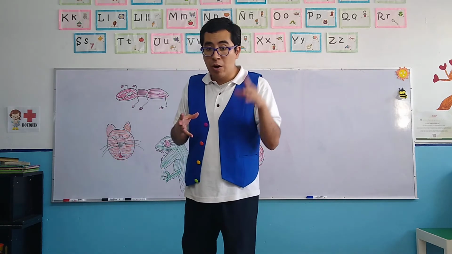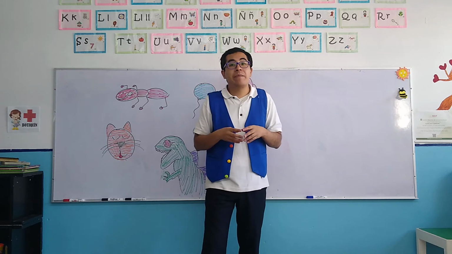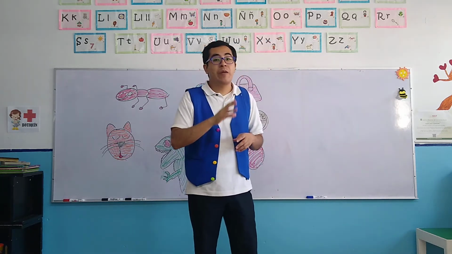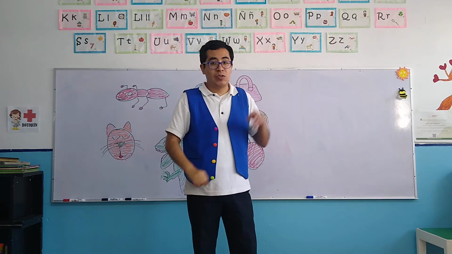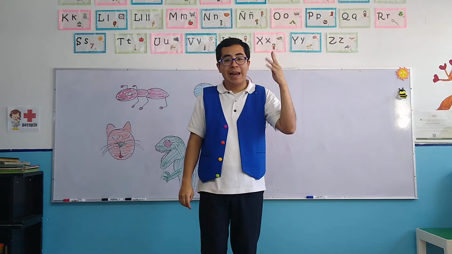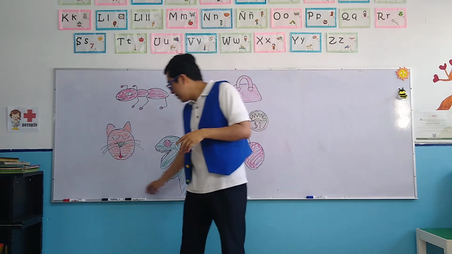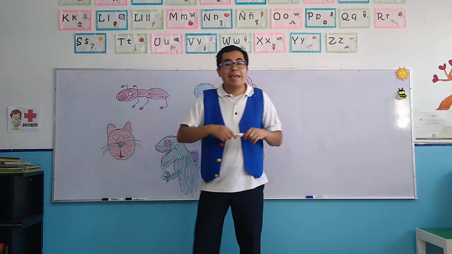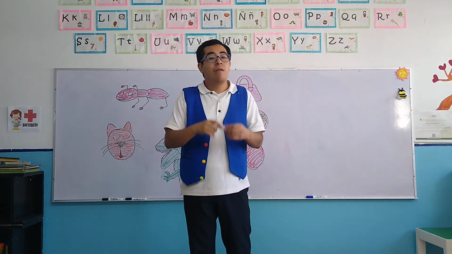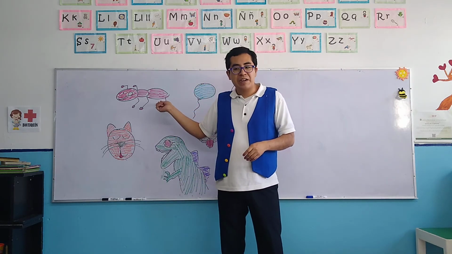We did an excellent job in the first part, which was remembering the objects. The second part of the activity is to write the letter that begins the object. Remember that we have seen four letters: letter A, letter B, letter C, and letter D. So, what we have to do is write the letter that begins each one of the objects. For example, the ant right here.